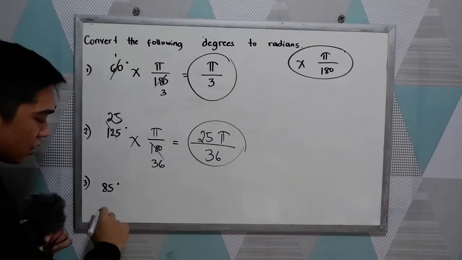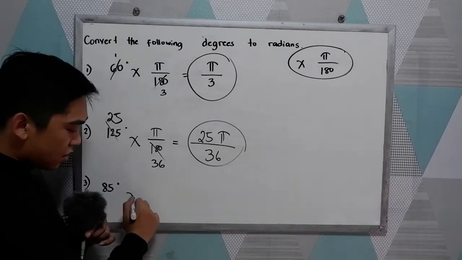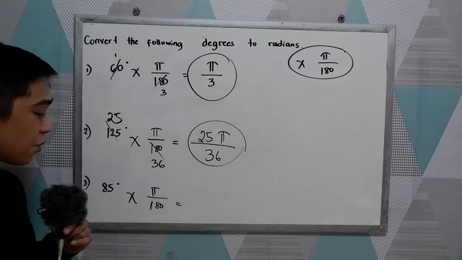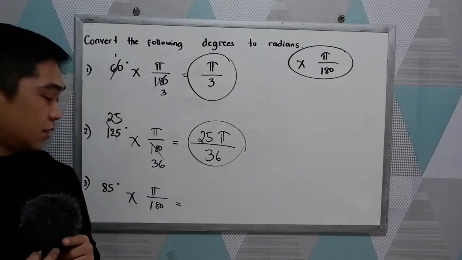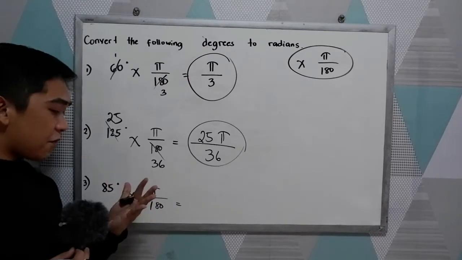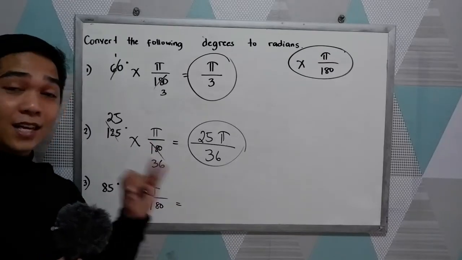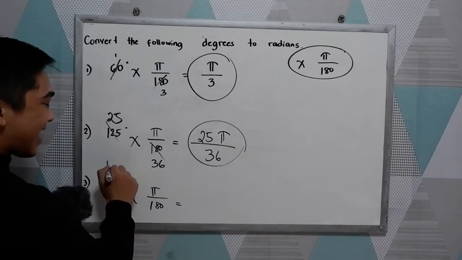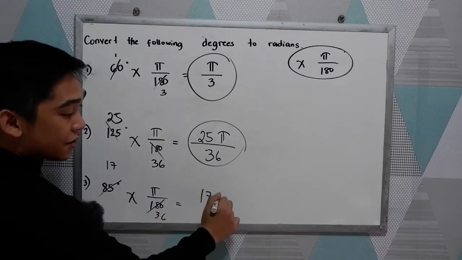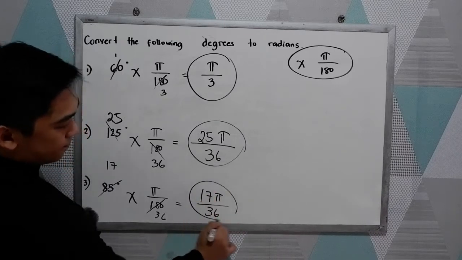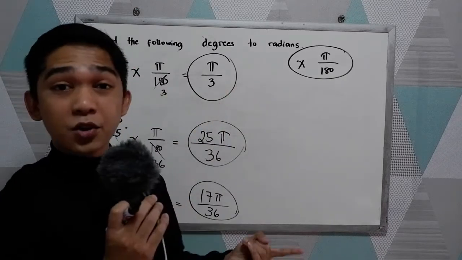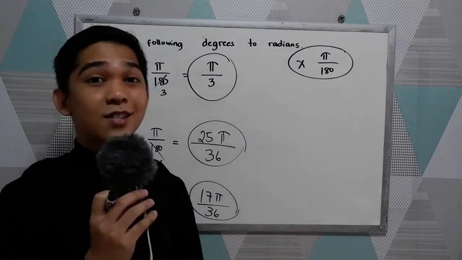And our last example, 85 degrees to radian. So times pi over 180. They are divisible by 5. So that is 17, and this is 36. So we have 17 pi all over 36. So that's how to convert degree measure to radian measure. Just multiply it by pi over 180.